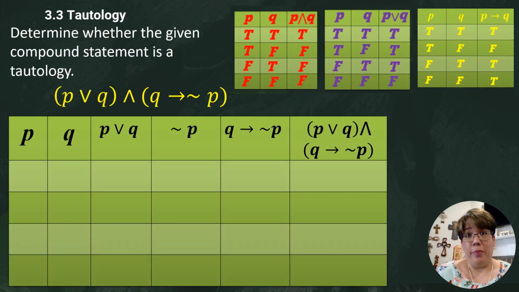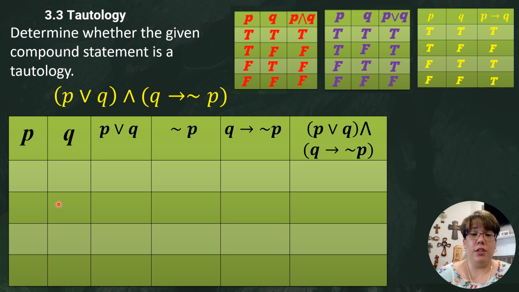So you have a couple of problems in your homework section which are going to look like this, and the directions will say determine whether the given compound statement is a tautology. They'll give you a problem like this one, which says P or Q, and Q implies not P. And they want you to tell them, is this a tautology or not? What I've done is I've given you the truth tables for and, or, and the conditional implies, okay?